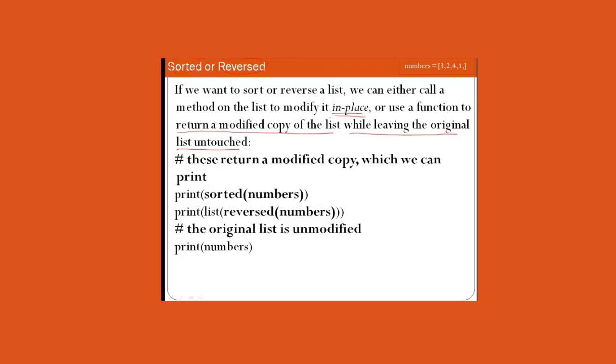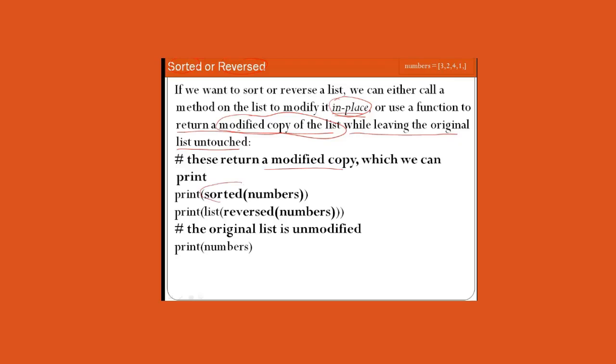So one is you are sorting or reversing the original list. It is known as in place. It is changed, modified. The other is you are getting a modified copy of the list, but you are retaining the original as well, right? So these return a modified copy and the original is untouched.